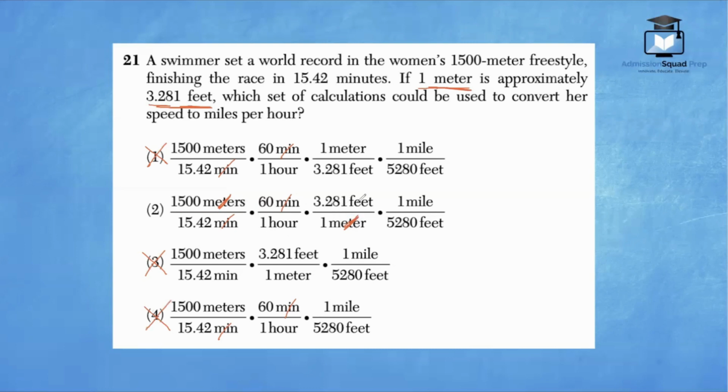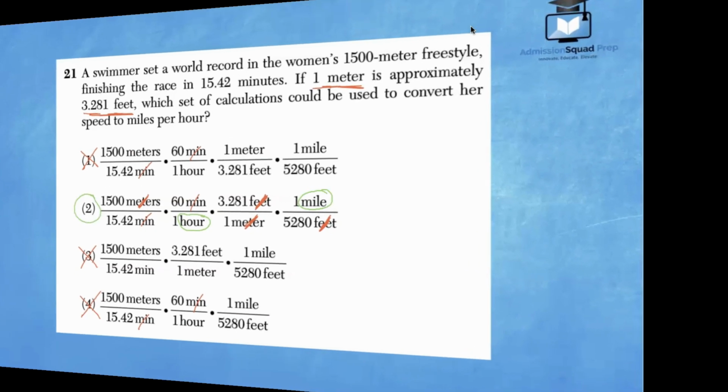1 meter is 3.281 feet, so that looks good. And now we would want feet to cancel out. So feet is going to cancel out here. It's in the numerator and it's in the denominator. So now take a look at what units are left. We have miles here in the numerator, and that's the only unit that's left in the numerator. And we have hours here in the denominator. That's the only unit left here in the denominator. So answer choice 2 is the correct answer.